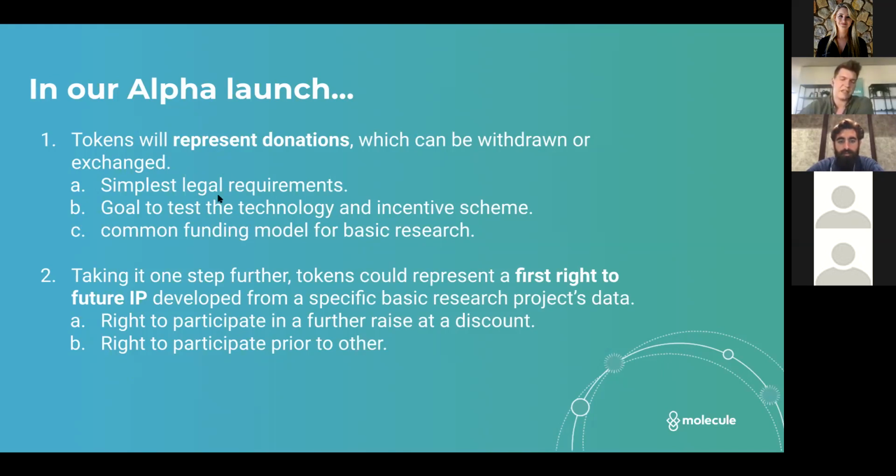We're also thinking about taking it one step further, where tokens would represent almost like a first right to future intellectual property that is developed from a basic research project's research data. So you could, for example, say, if something comes out of this, then you will have a discount right to participate first, or to get a discount at a future fundraise. So those would all be kind of like payment discount methods.